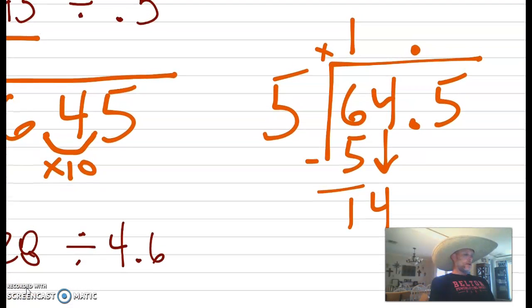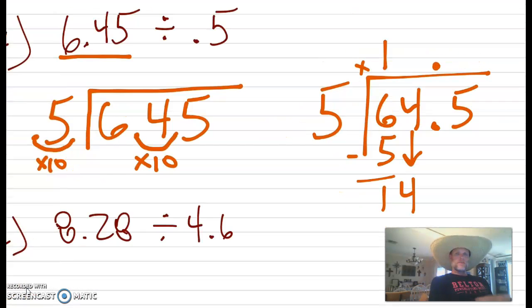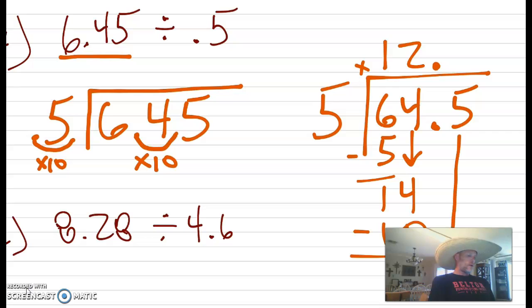Okay, so now how many times does 5 fit into 14? 5, 10, 15. 15's too much, so 5, 10 twice. 5 times 2 is 10. Subtract. 14 minus 10 is 4. Bring down another 5. So 5 into 45. If you know your facts, you're already done. 5 times 9 is 45. So that's how many times it fits.